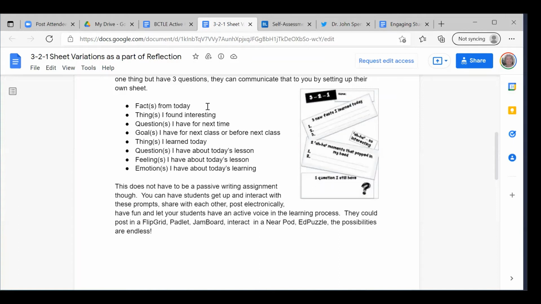And then they can respond to each other. I've done it with a Padlet. I've used Jamboards before, Edpuzzles, Nearpods, really any technological tool you want to apply to this concept, it's all fair game. So choose your favorite tech tool and run free.